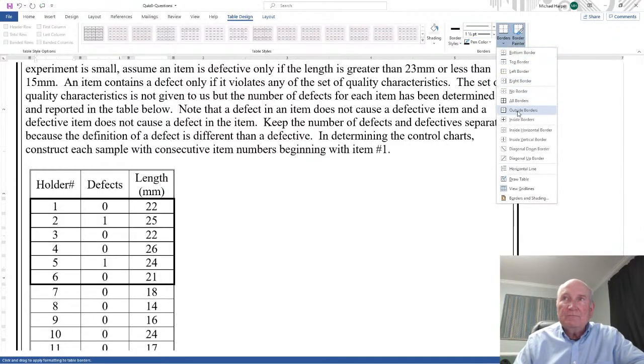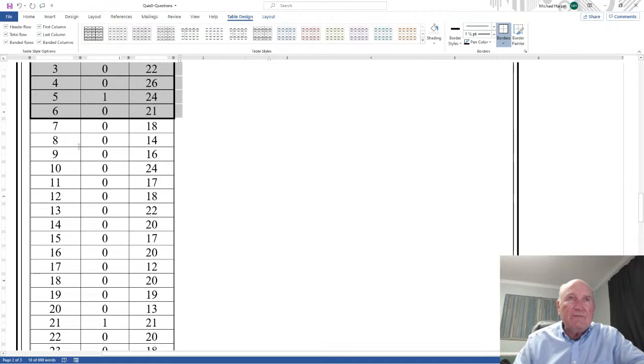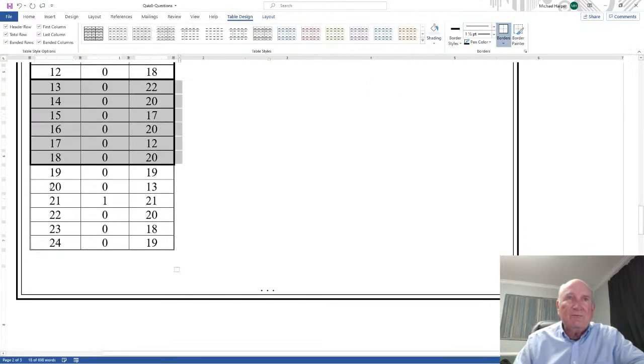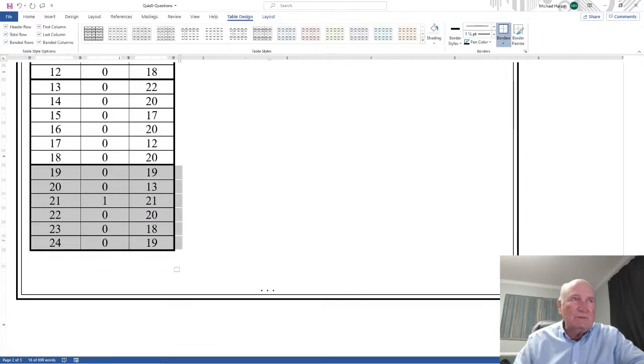That's sample 1. And then 7 through 12 is sample 2. And then sample 3 through 18, and then sample 4. There are 4 samples, because these are the actual numbers.